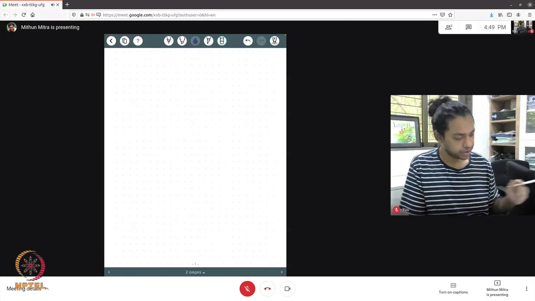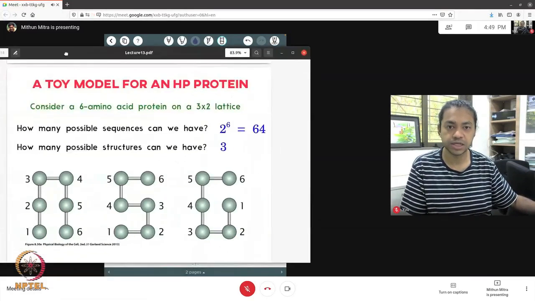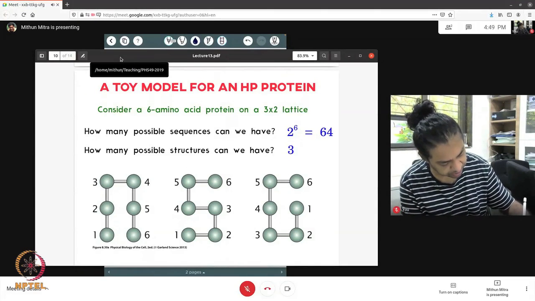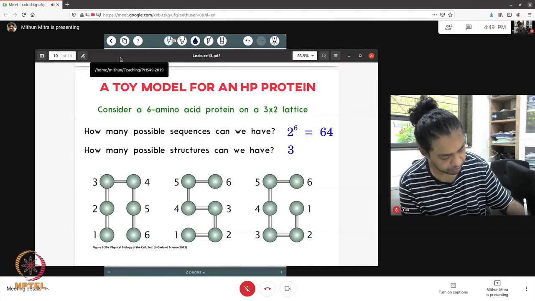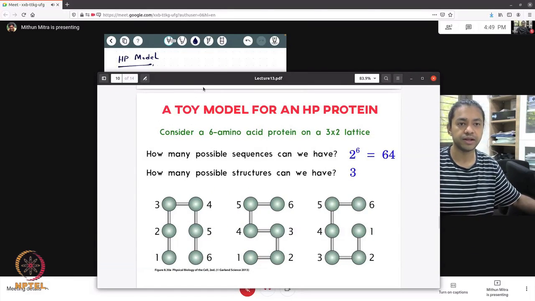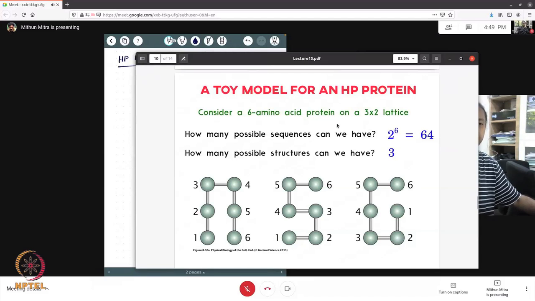I think where we had gotten stuck was that we were looking at this toy model, this HP model for protein folding. We had said that we'll consider this 6 amino acid protein on a 3x2 lattice, which means that the number of possible sequences was 64, but the number of unique structures, up to rotations and so on, was only 3. And we had drawn those structures: one was this pi, the other was this sort of an S, and this one was what we were calling the G structure.